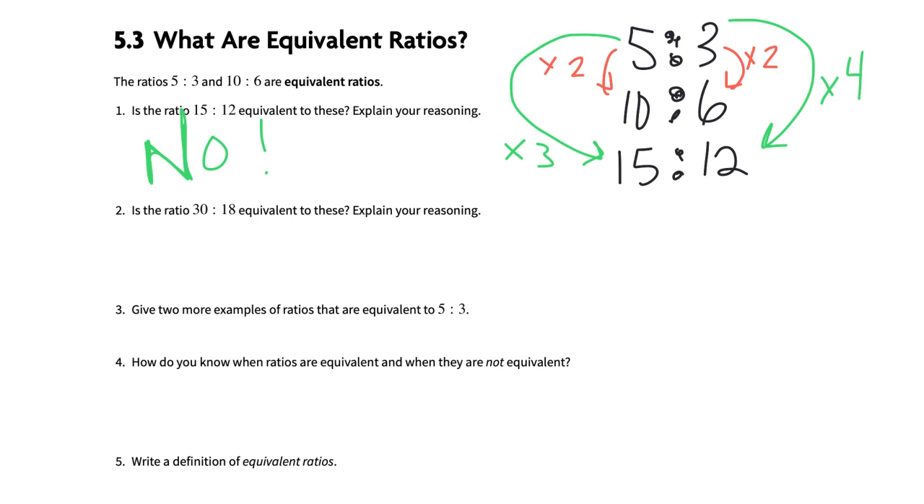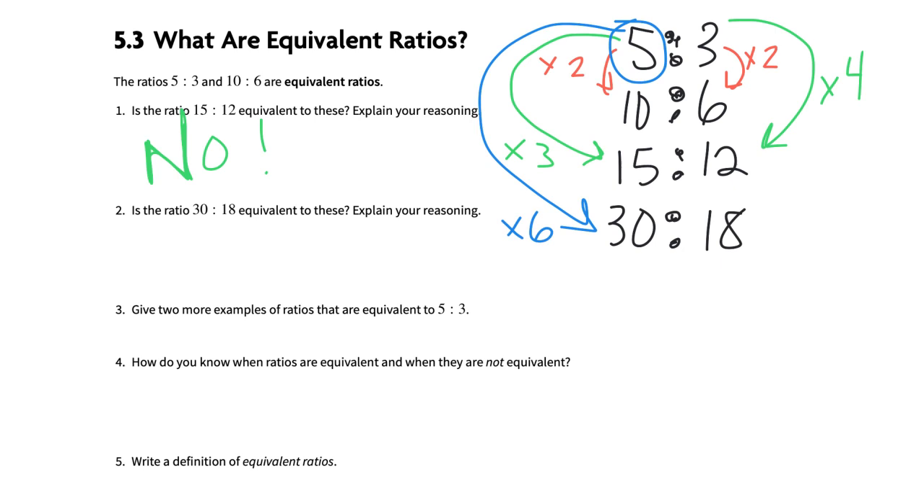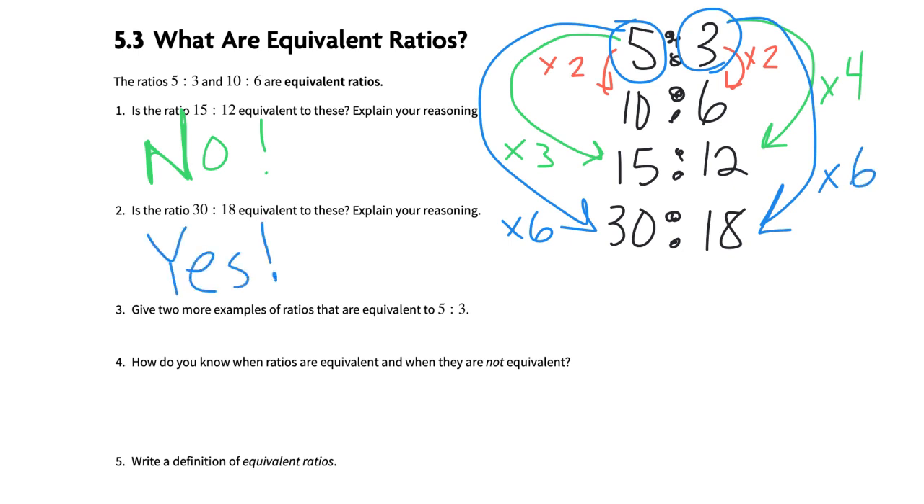So how about 30 to 18? Right here, 30 to 18. Well, let's stick it in our list, 30 to 18. And then if we jump from 5 to 30, that's multiplying by 6. And if we go from 3 to 18, that is also multiplying by 6. So therefore, yes, it is an equivalent ratio.